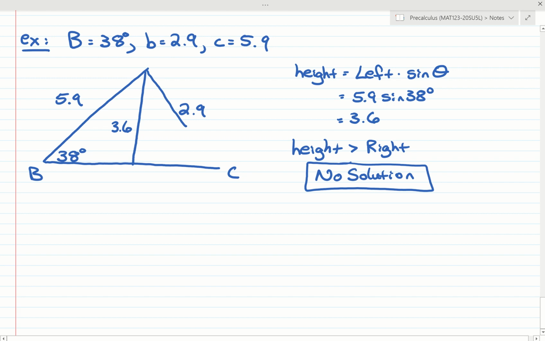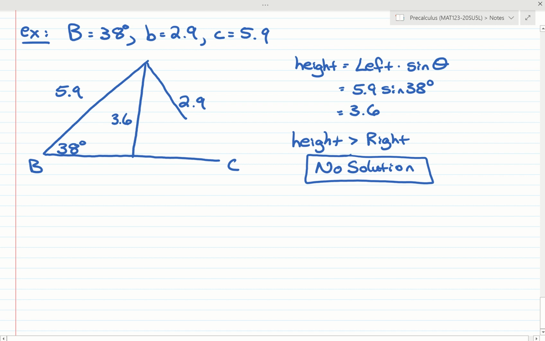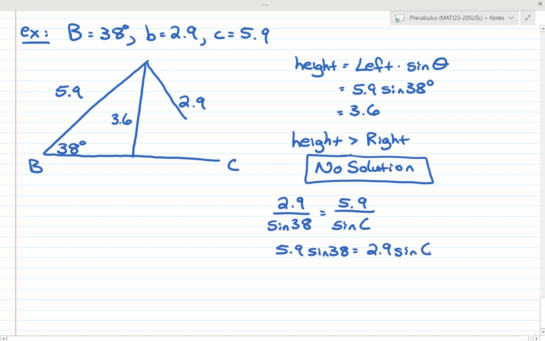Let me just show you what happens. What if you didn't check the height? What if you tried to do this and you tried to get an answer? What would happen? Well, we can make the fraction side B over the sine of angle B is equal to 5.9 over the sine of angle C. Let's see what happens. We'll cross multiply. 5.9 times the sine of 38 is equal to 2.9 times the sine of C.